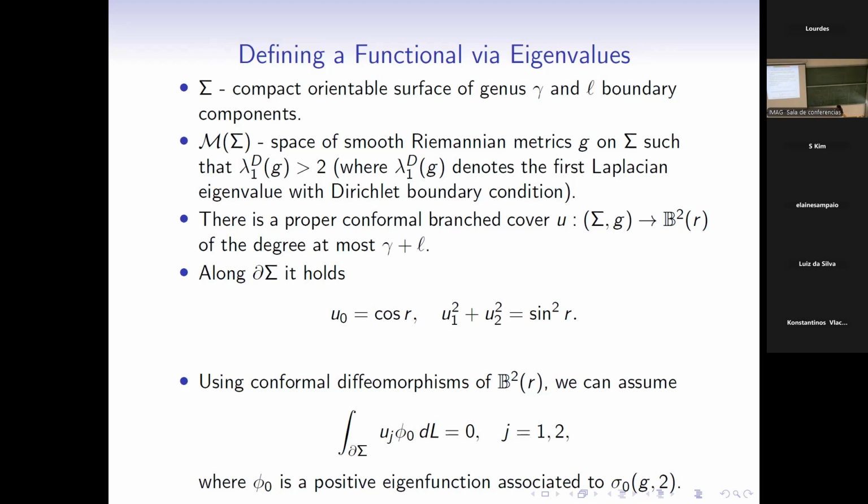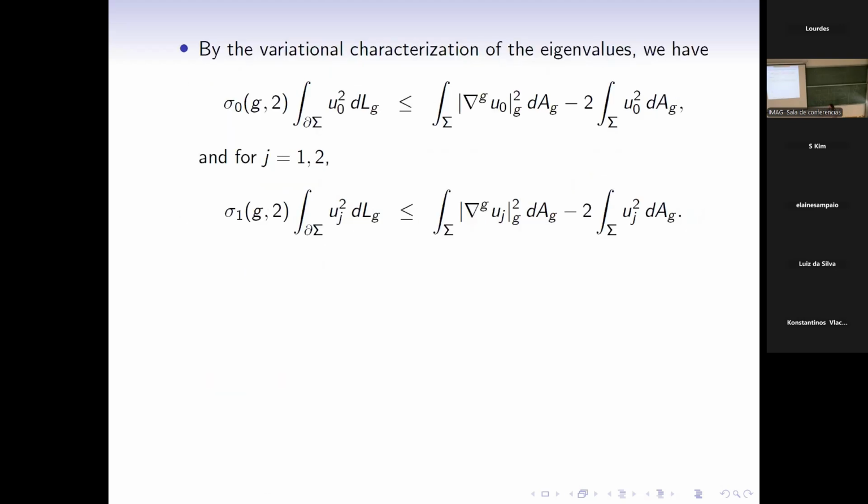And that's what we use. So to estimate sigma naught, you pick u naught, you can take any one, you pick u naught. To estimate sigma 1, you pick the other two.